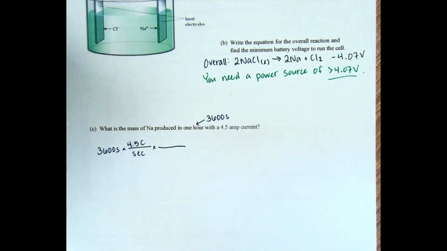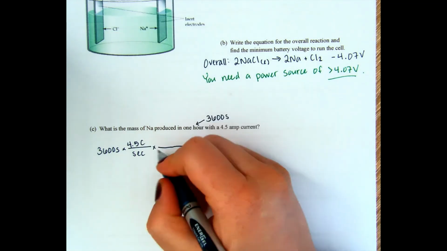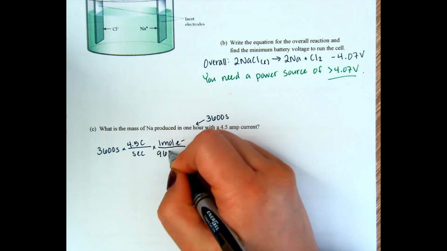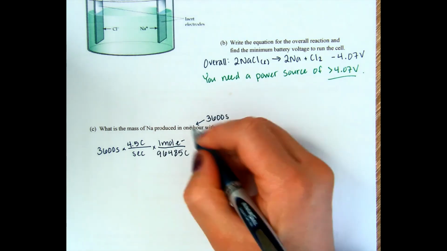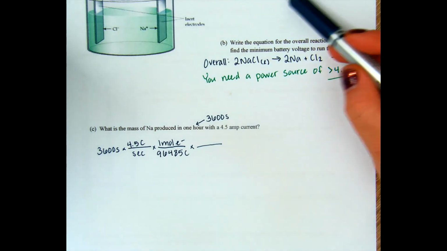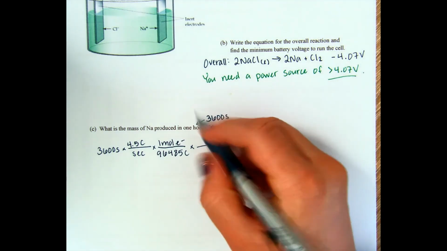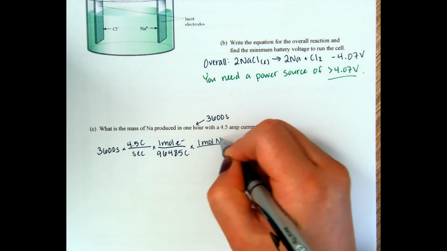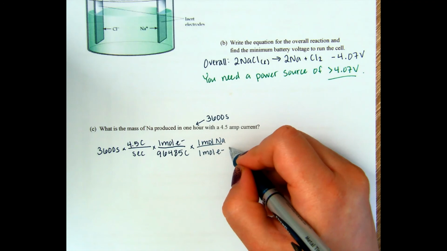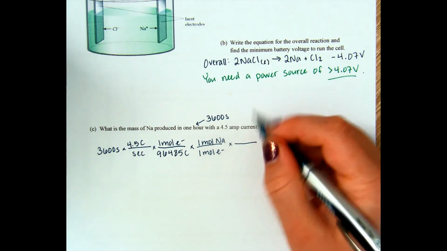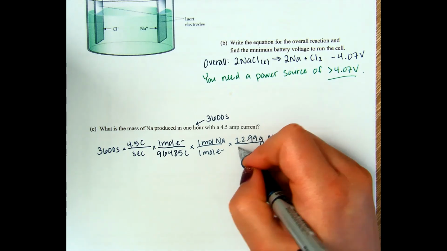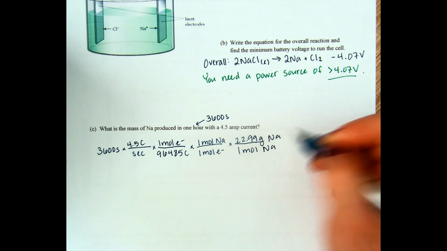I can get rid of coulombs by using a Faraday. I know that 1 mole of electrons carries 96,485 coulombs. And for every 1 mole of sodium, there's 1 mole of electrons being transferred. And now I'm in moles of sodium. I need to get to grams of sodium. So I looked that up on the periodic table. Its molar mass is 22.99 grams of sodium for every 1 mole of sodium.